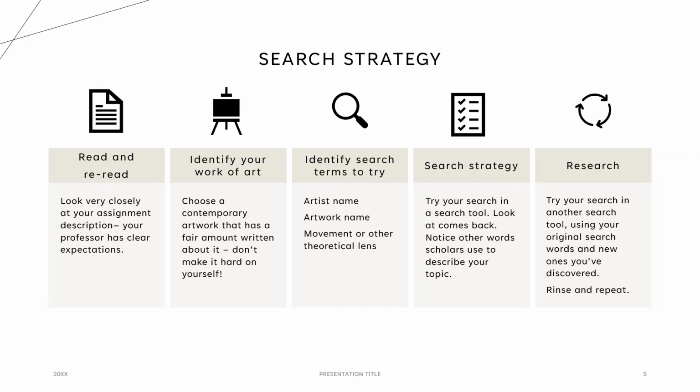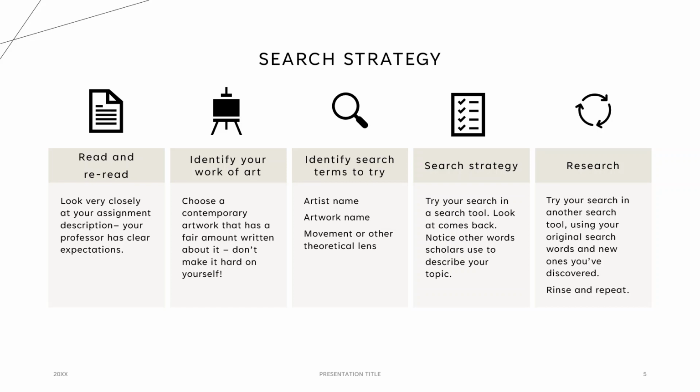In terms of our search strategy, the first and most important thing is to read and reread your assignment description because your professor has given some very clear guidance on what they want you to do. When you work on identifying your work of art, have a few in mind, and when you do your searches, choose one that has a lot of criticism about it because you want to make your job as easy as possible. Don't make it unnecessarily hard by using an obscure work of art.